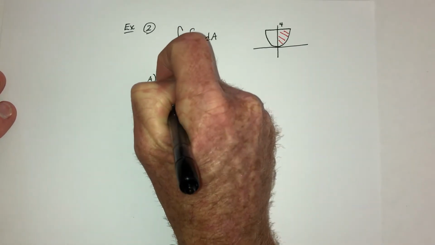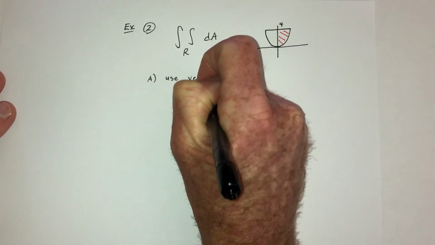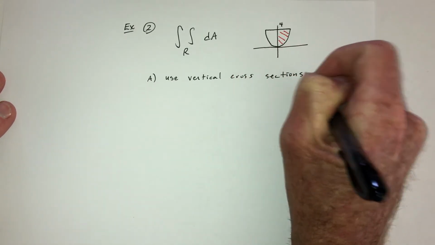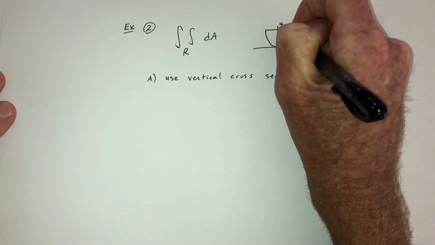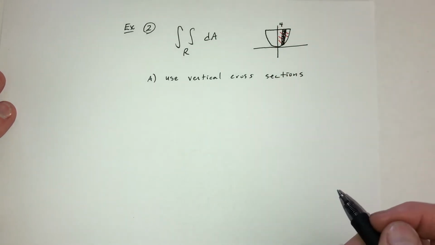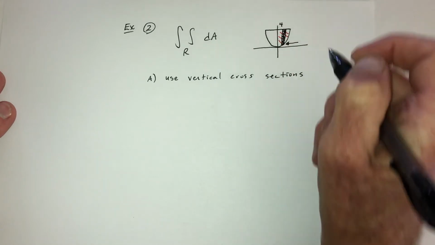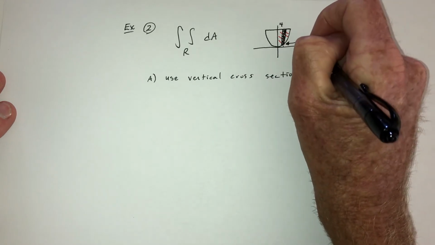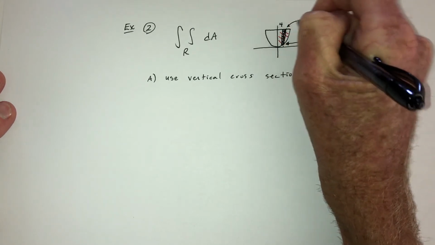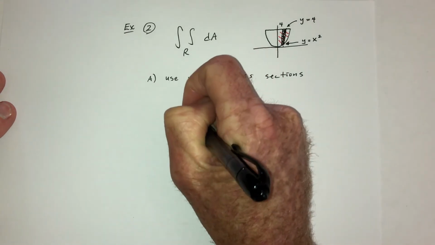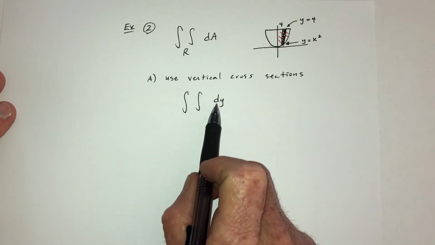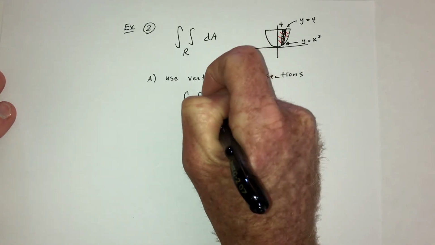So part A is use vertical cross sections. So that means that for this red area, I could find the area by using rectangles, or at least estimate it, and the rectangles should be vertical like this. So I need to know down here, what does y equal? Well, down there it's touching the parabola, so that's y equals x squared. And at the top of this rectangle, that's y equals 4. So we'll integrate with respect to y first. Vertical means y, because the y goes up and down. And it's going to go from x squared at the bottom to 4 at the top.